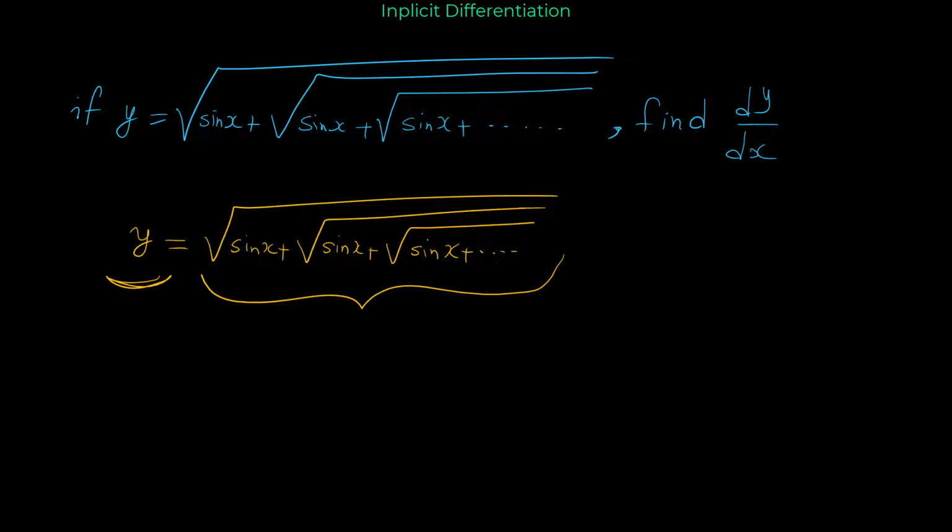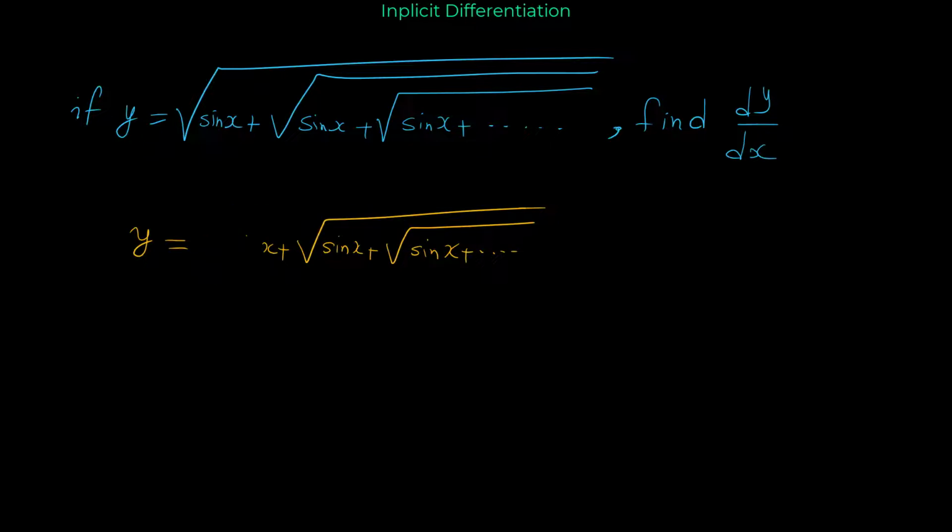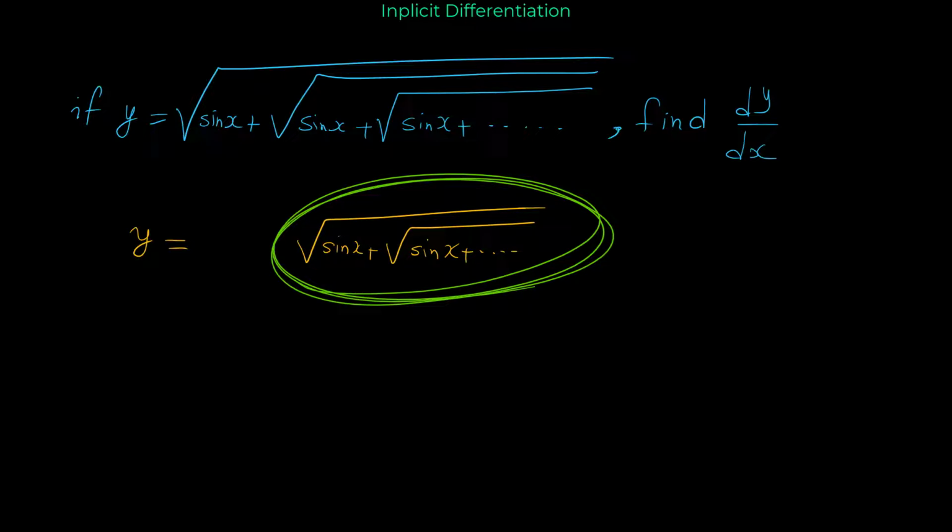Now let me erase this part. For a moment, suppose we don't have these two here. Look at this. What do you have here? You have the square root of sine of x plus the square root of sine of x plus the square root of sine of x forever. It goes till infinity.